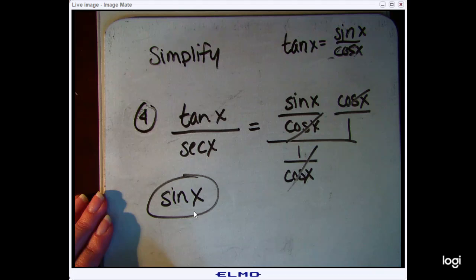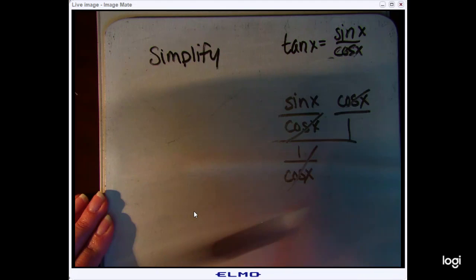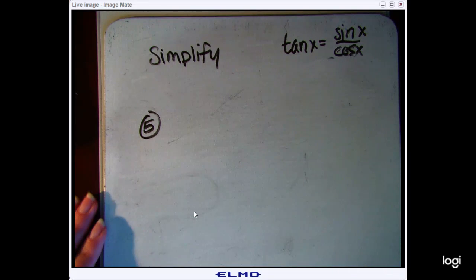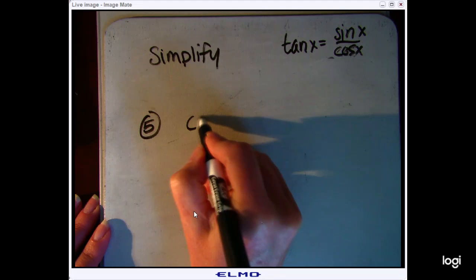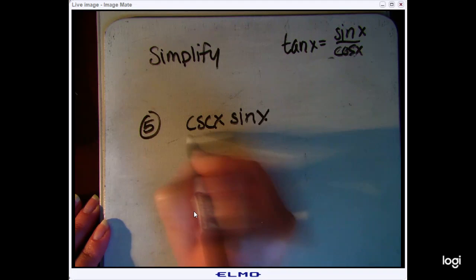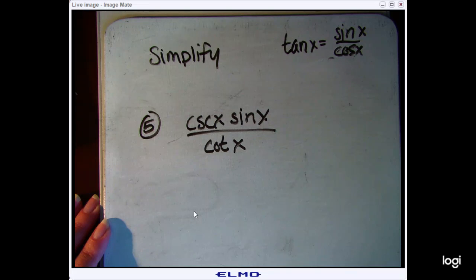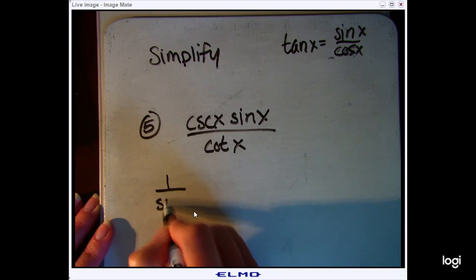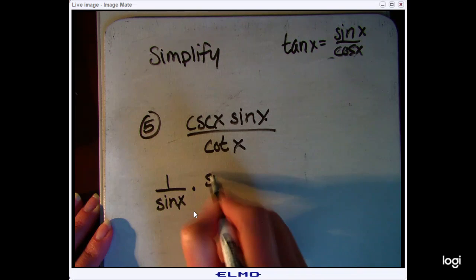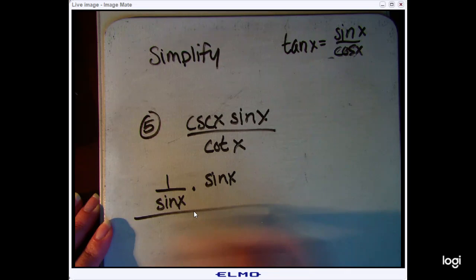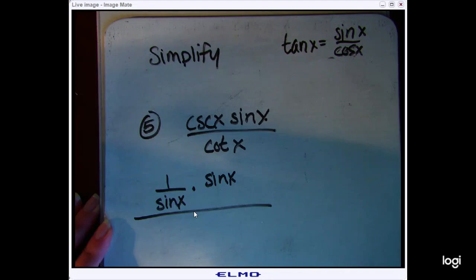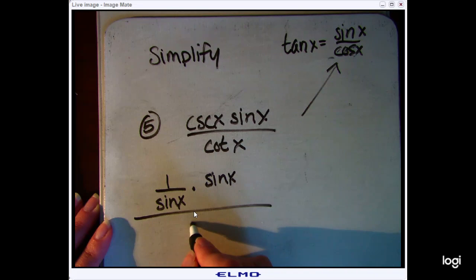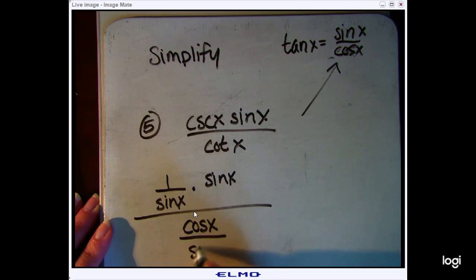2 more problems. These are just a little bit different. 5. Cosecant of x, sine of x over cotangent of x. All right, let's write everything with their fractions. That is 1 over sine of x times sine of x over, well, let's not do 1 over tangent. Inverse tangent. Let's take the inverse of this guy. All right, so let's call that cosine of x over sine of x.